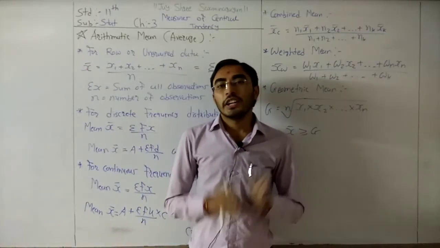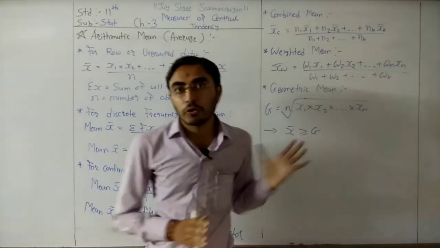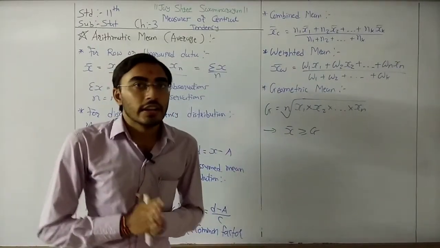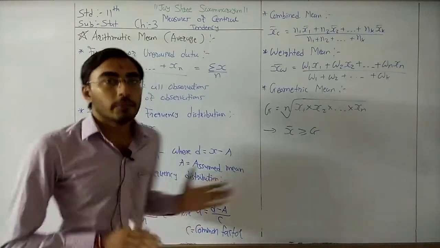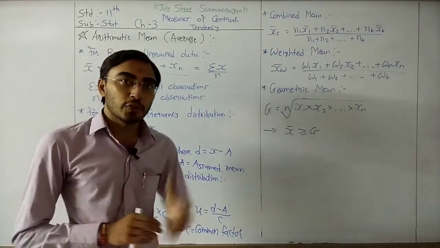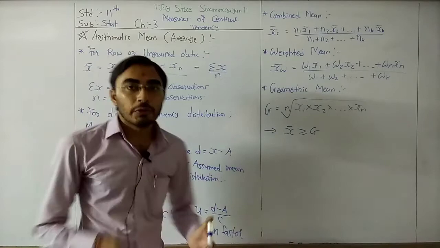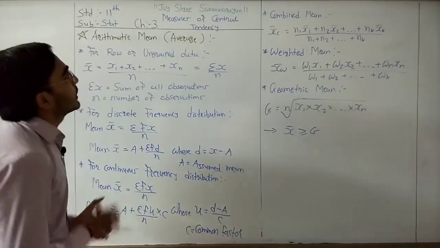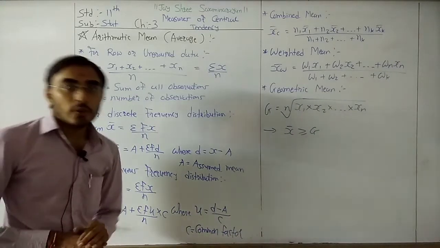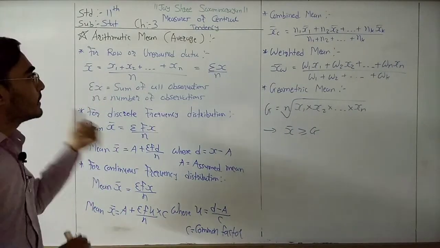Hello students, in the previous video we learned about some theory part of this chapter, right? In that we already saw three types of data, that means ungrouped data, discrete frequency distribution and continuous frequency distribution. So now in this video we will start our measures of central tendency, and first is mean.